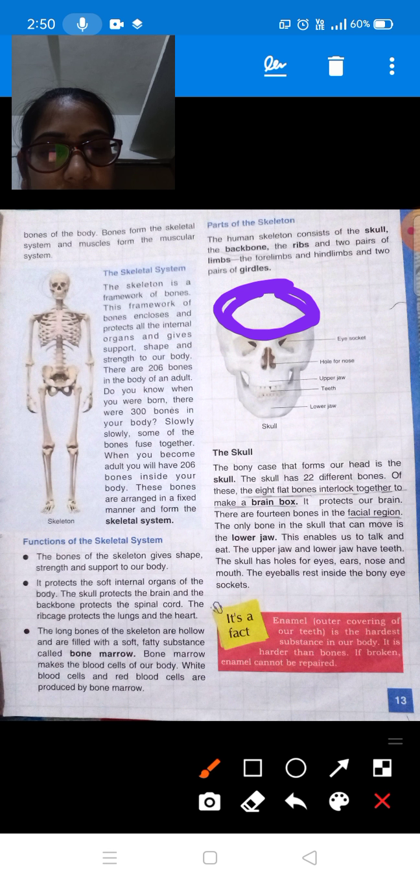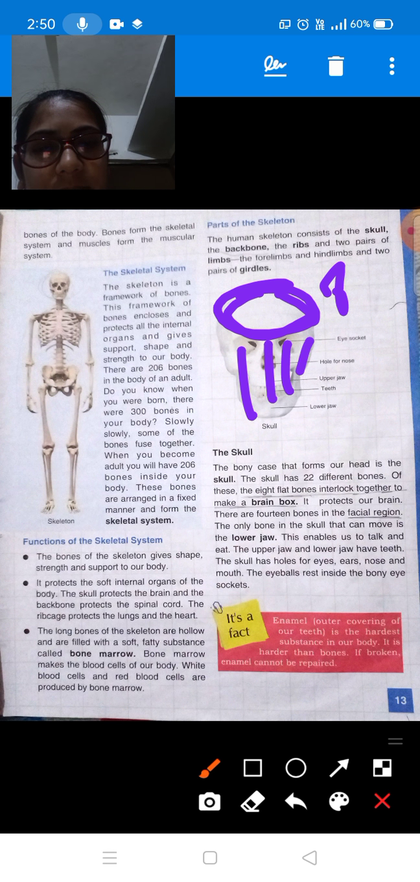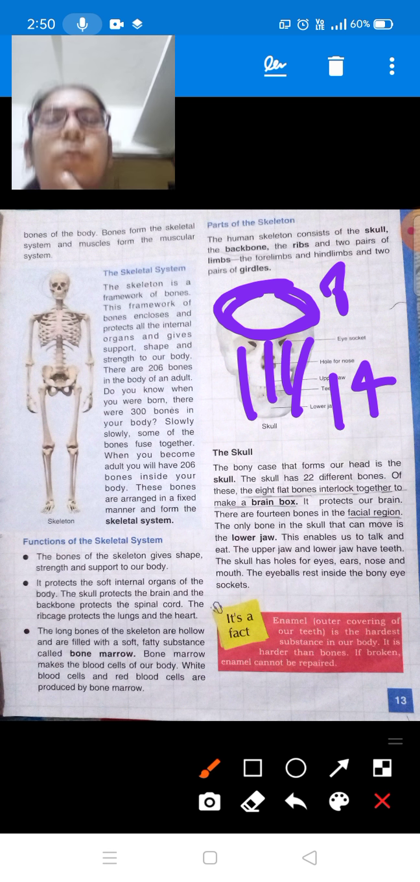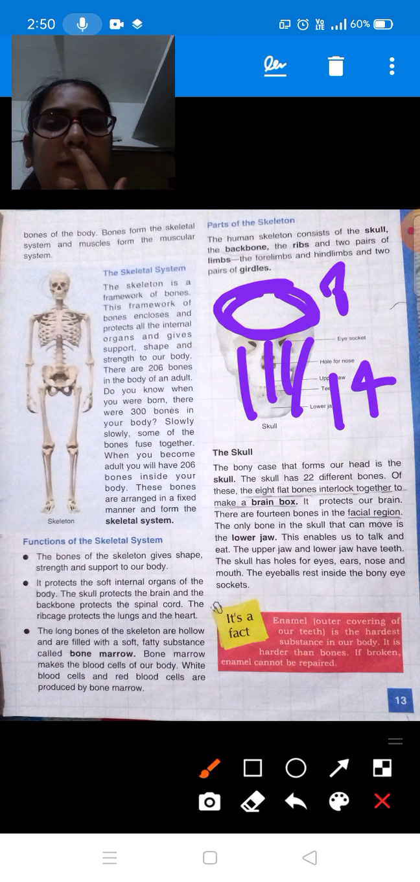There are 14 bones in the facial region. Here are 8 bones, and in this facial region there are 14 bones. The only bone in the skull that can move is the lower jaw. This is the lower jaw and this is the upper jaw. So only the lower jaw can move.